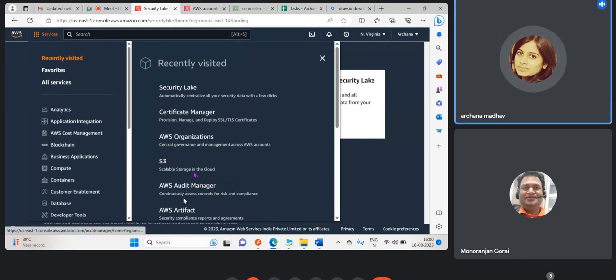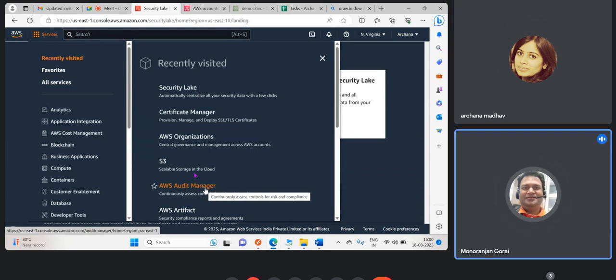But when it comes to Audit Manager, again it is for all the regions and all the accounts, right? So when it is a lake, Security Lake is a kind of data lake where it gives you all the data in a centralized place. But to run the audit on that, that's a different thing.